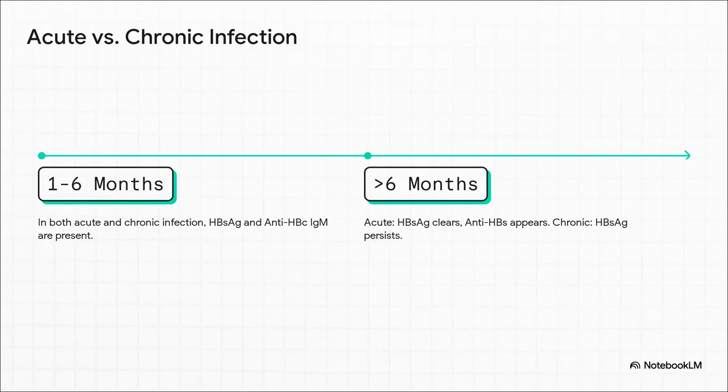Now, this brings us to the single most important fork in the road you need to understand. Is the infection acute or is it chronic? And the difference boils down to just one thing: time. In an acute infection, the body fights it off and clears that surface antigen within 6 months. But if that antigen is still hanging around after 6 months, that's it. The infection is now chronic. That is the defining feature.